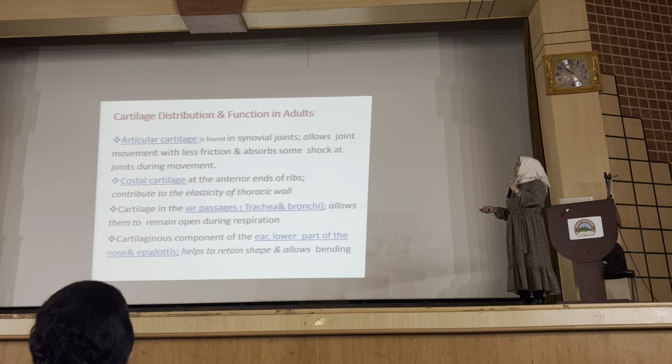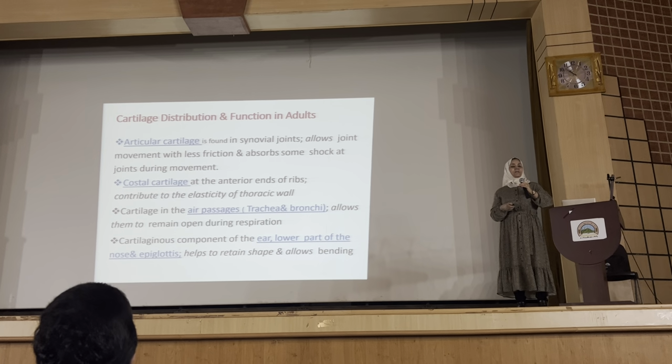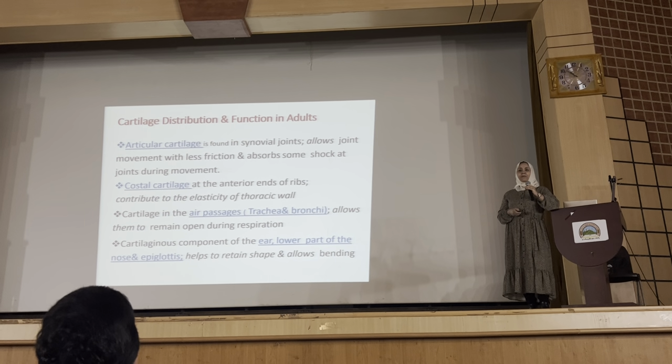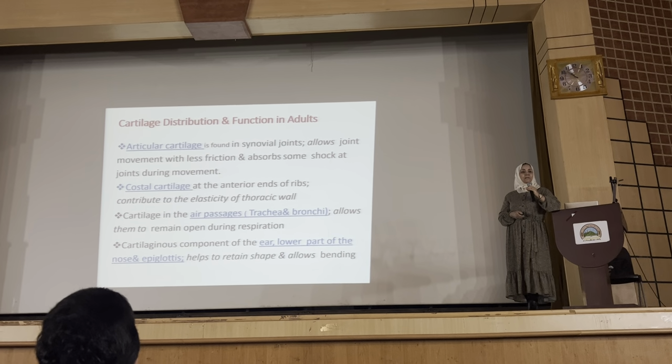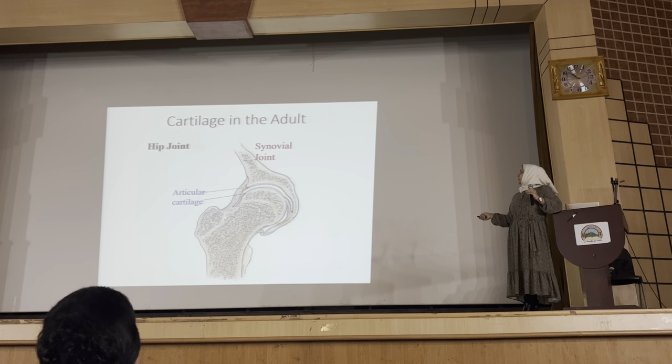Also, in another area is found costal cartilage. You know, the thoracic cage is made of 12 pairs of ribs. The anterior end of these, this is the articular cartilage.